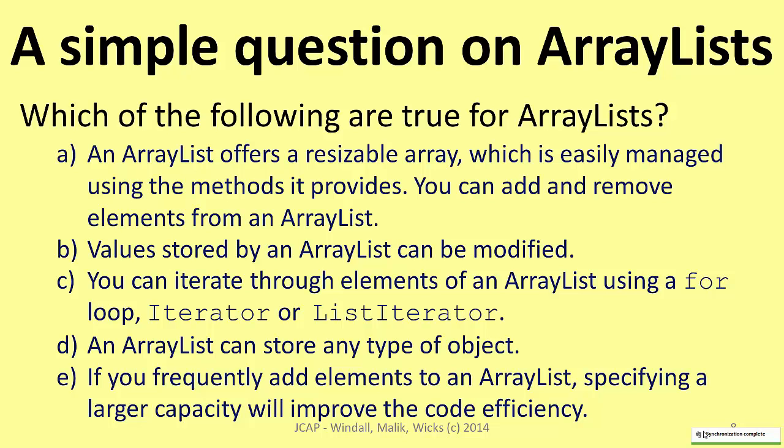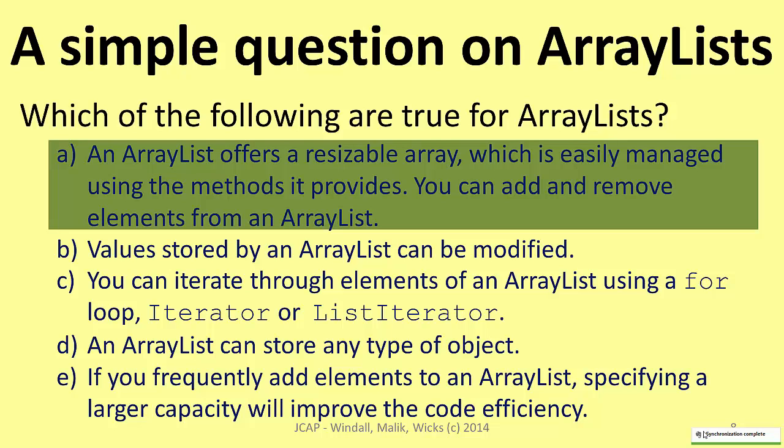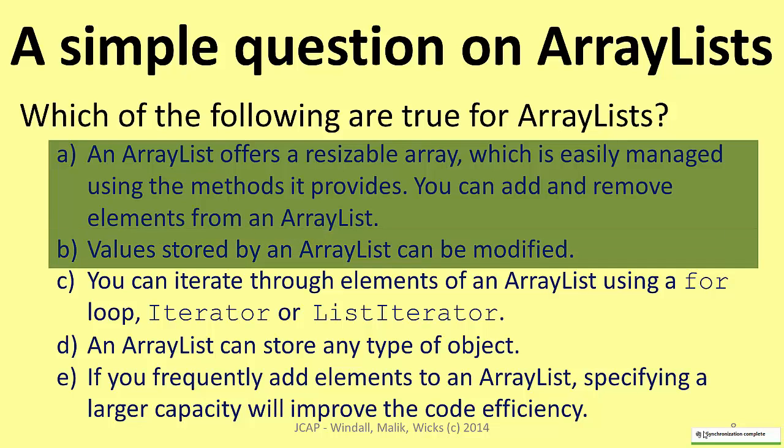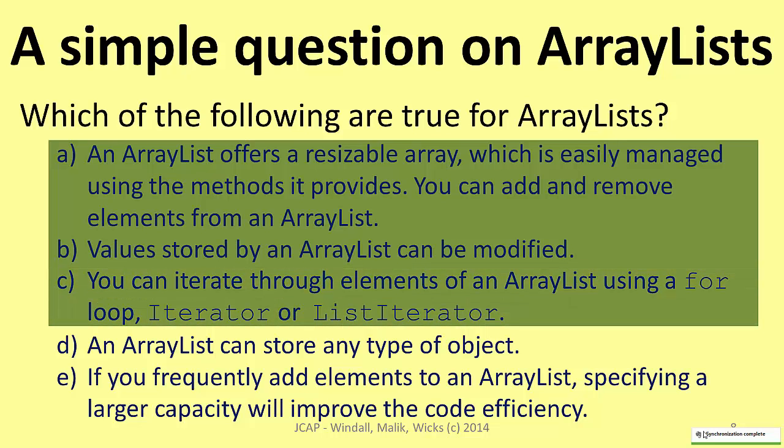An array list offers a resizable array which is easily managed using the methods it provides. You can add and remove elements from an array list. Is that true? Well, yes, that's true. The values stored by an array list can be modified. Well, the values of all arrays can be modified, so that is true. What about C? You can iterate through the elements of an array list using a for loop, iterator, or list iterator. Again, that's true. You can use any of the three methods that you want to use.